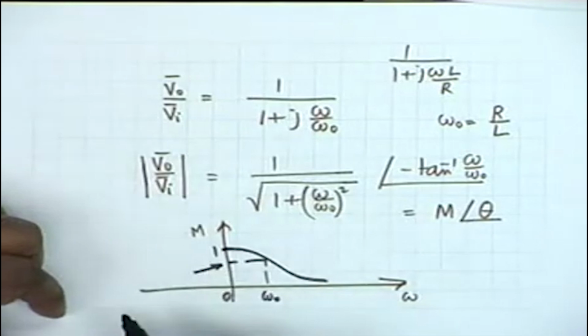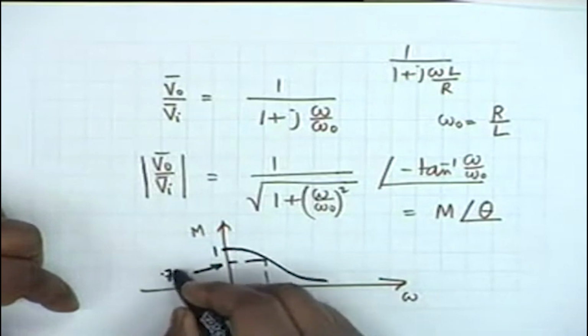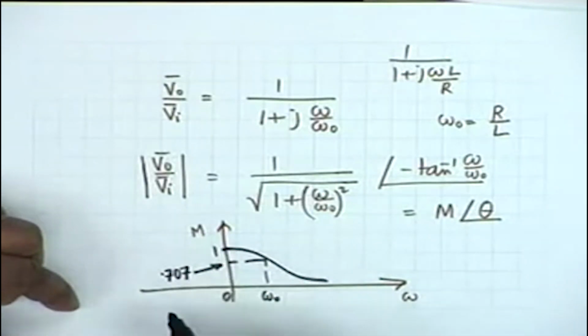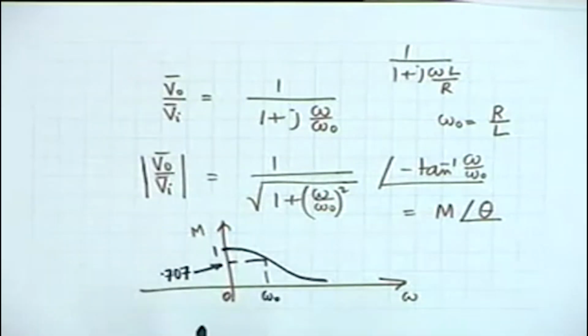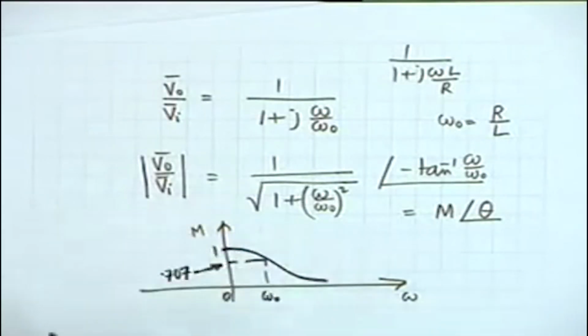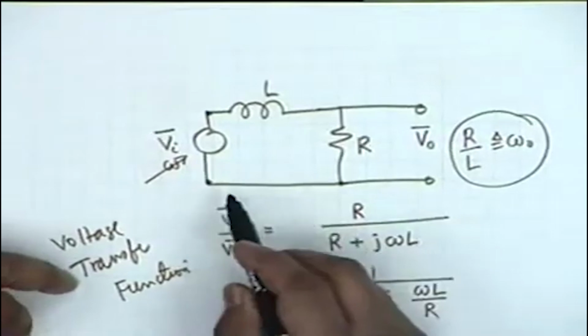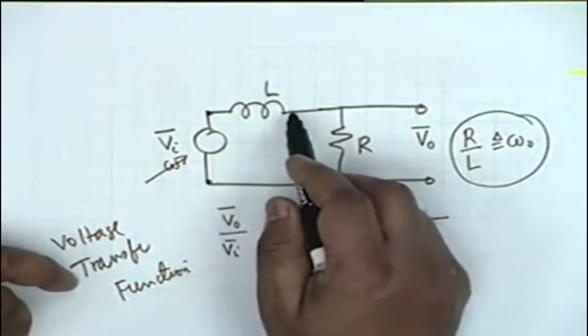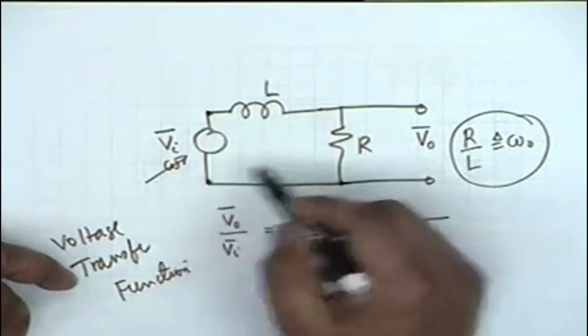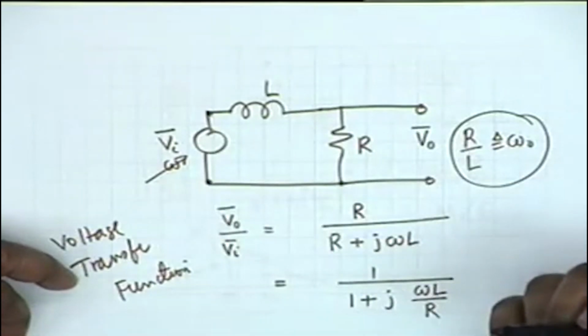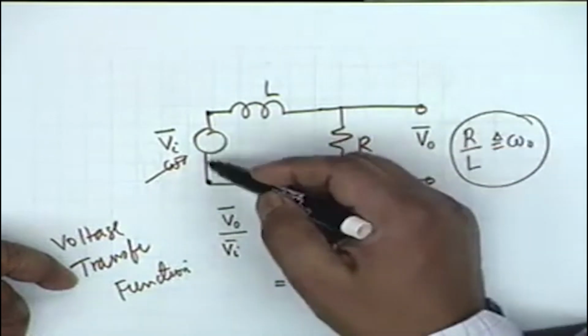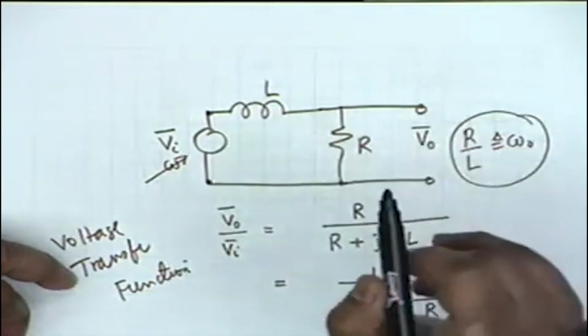What would be the magnitude? 1 by root 2, which is 0.707. So the voltage output, let's look at the circuit now. At DC, at omega equal to 0, the ratio of the two magnitudes is 1, which is quite amenable to reason, because at DC this L behaves as a short circuit. So the total voltage is dropped across R. Agreed? So the voltage across R is the same as the input voltage, or the ratio is 1.